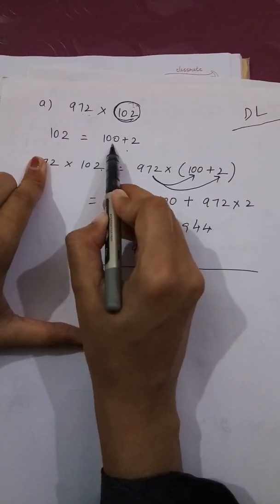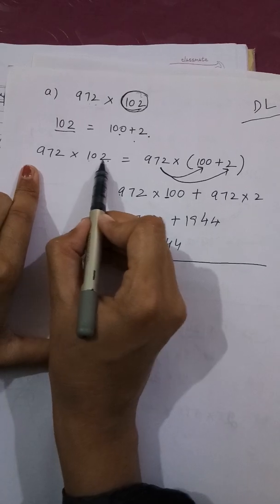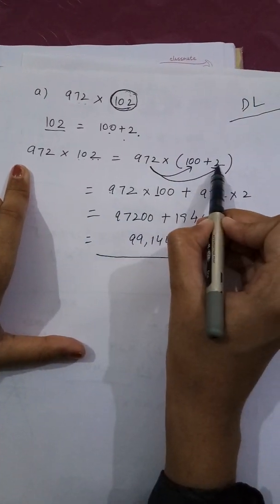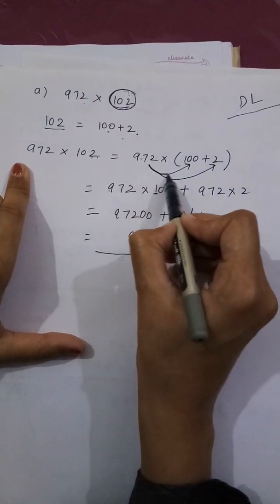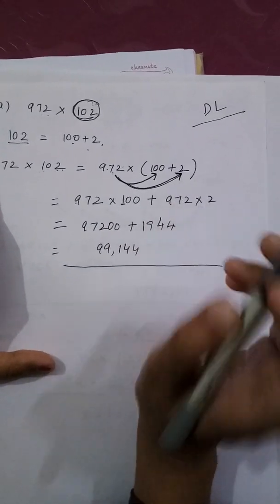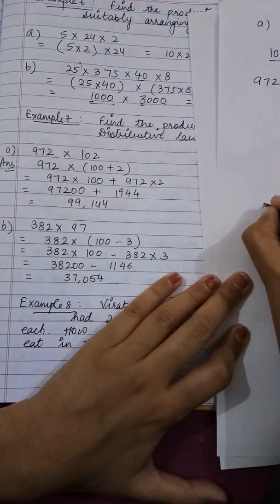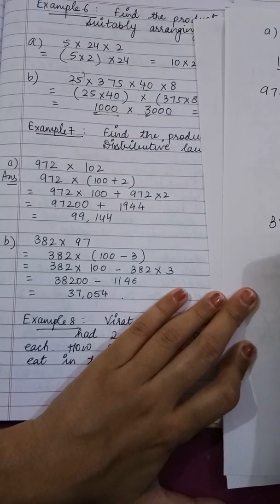102 can be written as 100 plus 2. I have expanded this 102. Then instead of 102, I am writing 100 plus 2. So 972 will be multiplied firstly with 100, and then 972 will be multiplied by 2. Then you can simply solve and add it. Now let's move to B part. Now B part is 382 multiplied by 97.